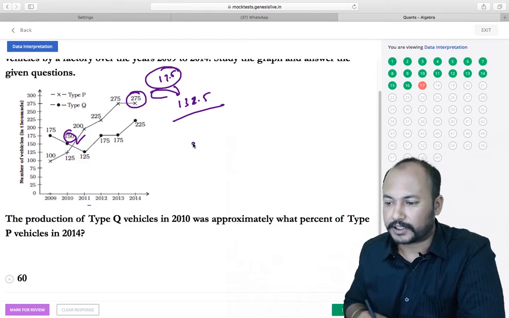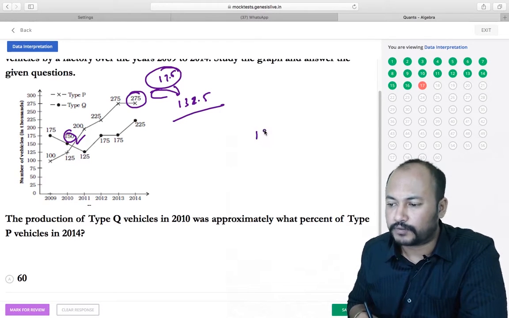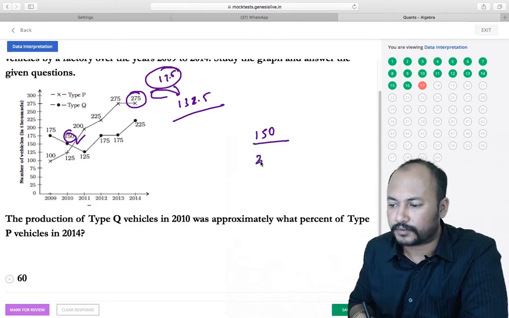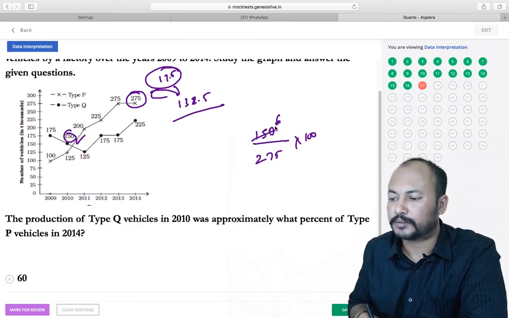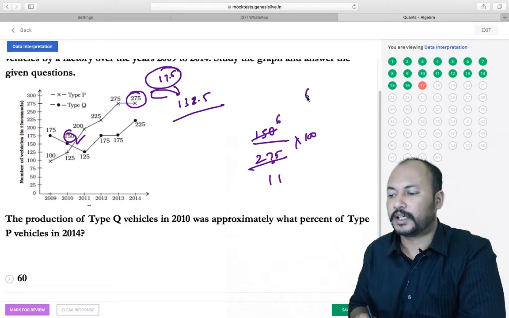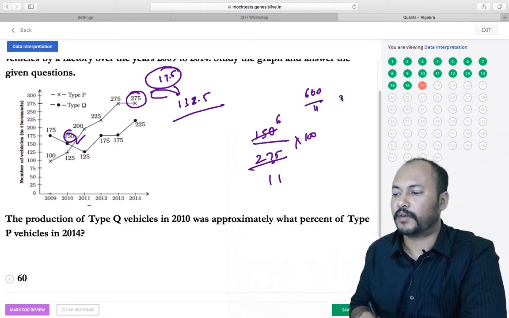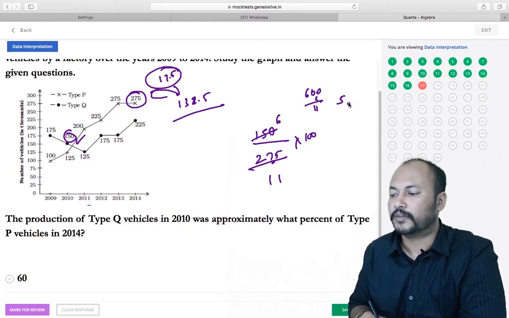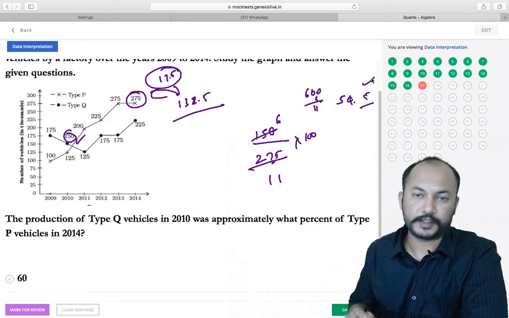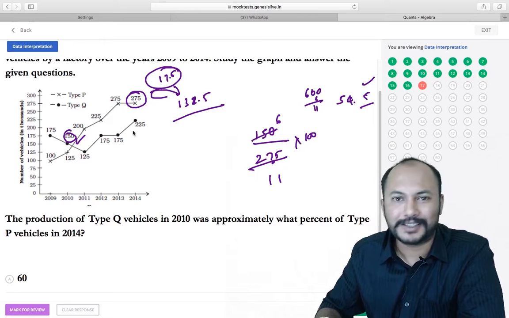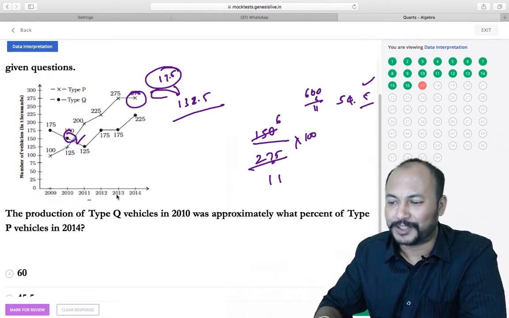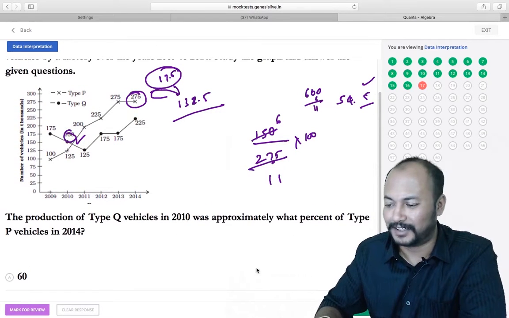So the direct method, it is going to be how much? 150 divided by 275 into 100. So 25, how many times? 6 times, and 25, 11. So 6 by 11 into 100, so 600 by 11. 11 5s are 55, and then 54.5. Great. Clear? So the direct method was much easier than my method in this particular scenario. You can't help that. Okay.